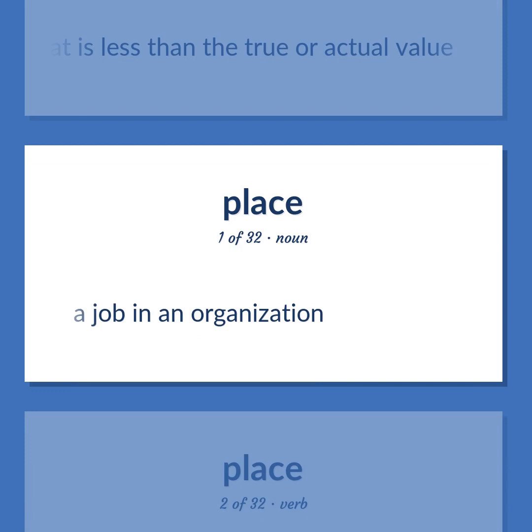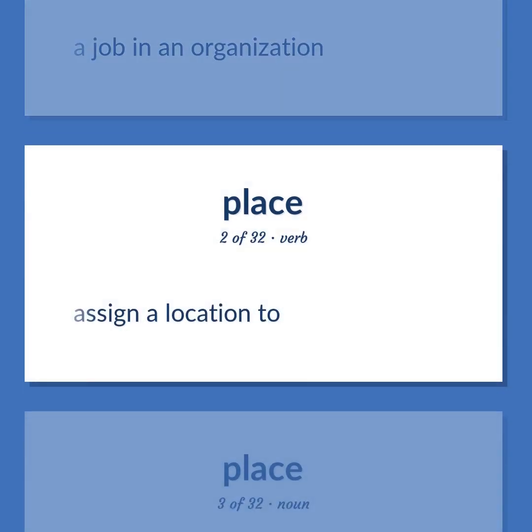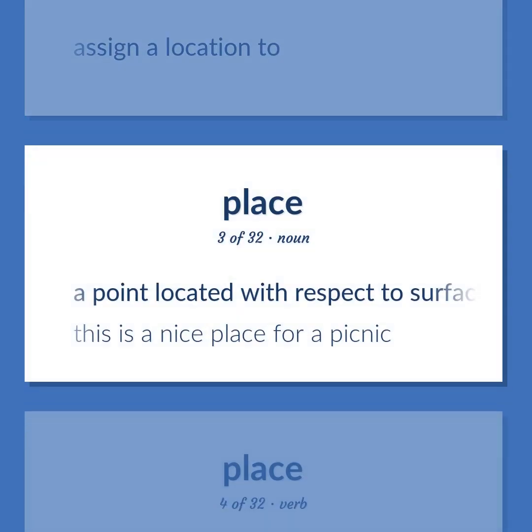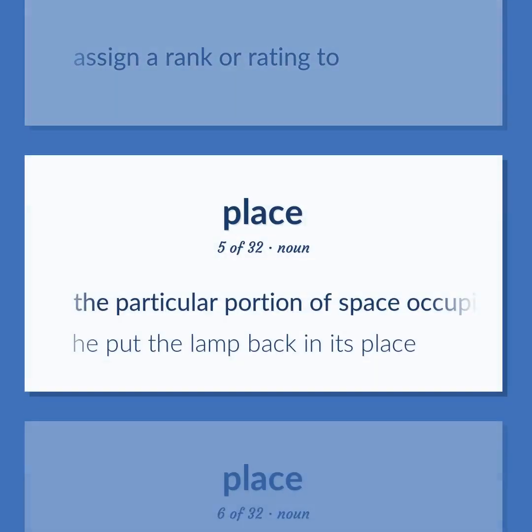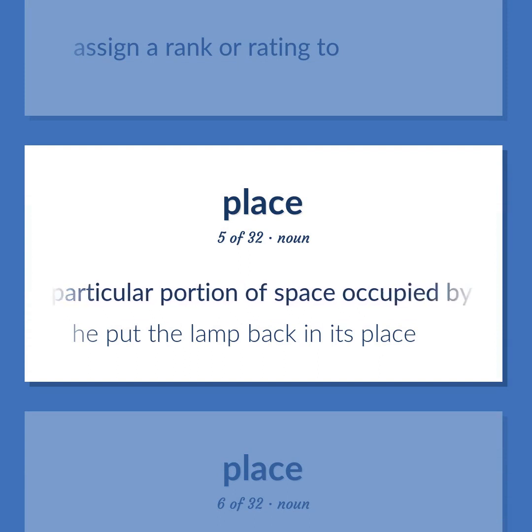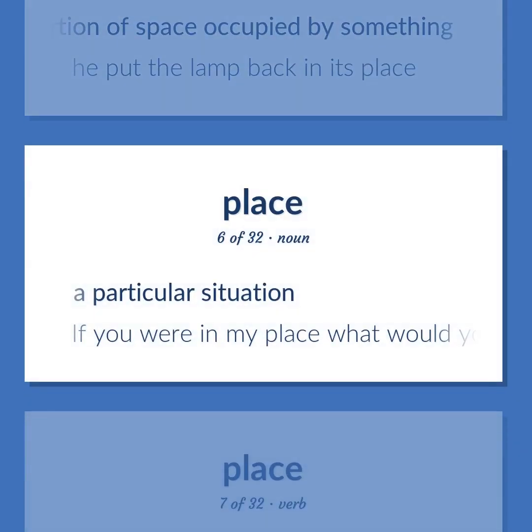A job in an organization. Assign a location to. A point located with respect to surface features of some region. This is a nice place for a picnic. Assign a rank or rating to. The particular portion of space occupied by something. He put the lamp back in its place. A particular situation. If you were in my place, what would you do?